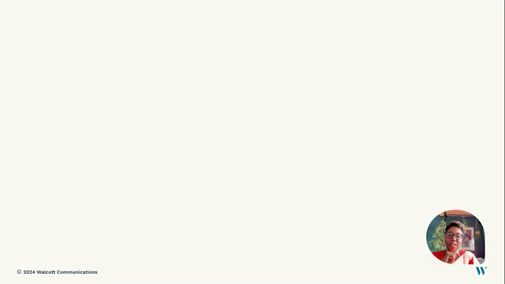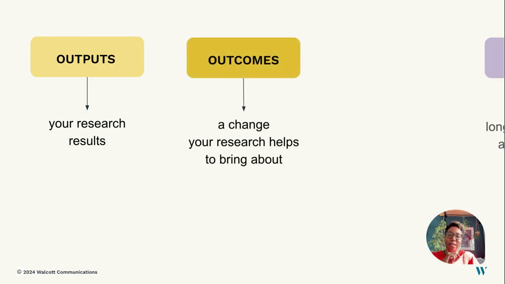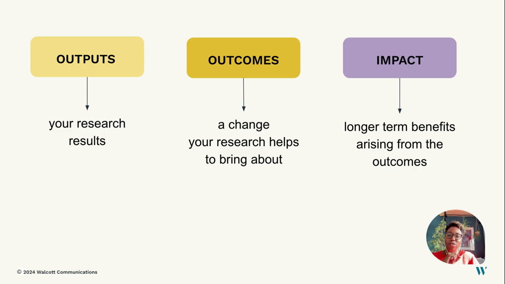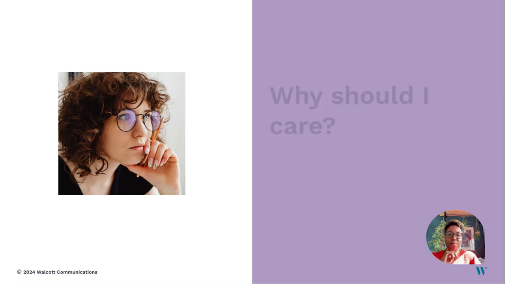Okay, after that little interlude, let's go back to the outputs, outcomes, and impact model that I have just talked through with you. Hopefully, from the previous slides, you're now clear on what your outputs, outcomes, and impact mean, and understand the process that gets you from research to impact. However, while you understand the process, there may well be a question nagging in the back of your mind. And that question may look something like this: why should I care?